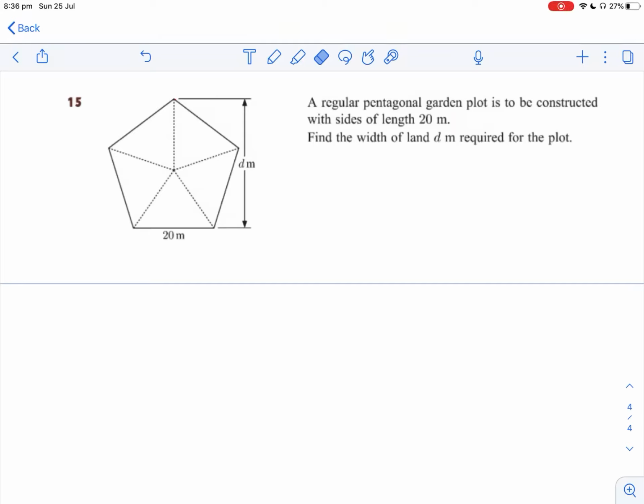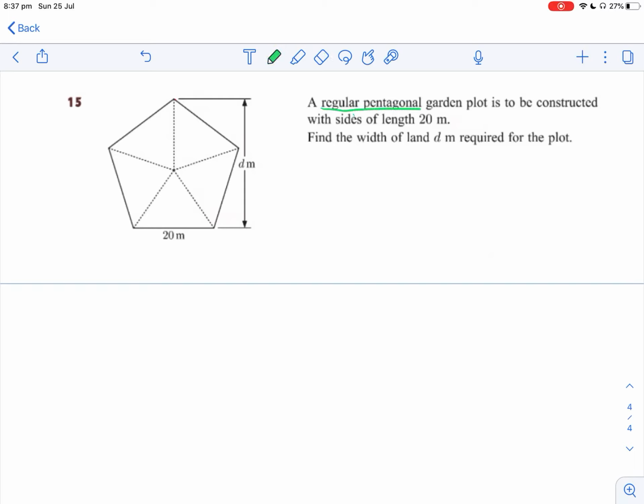Hi everyone, I'm now going to do question 15 from exercise 10E. I will go through this whole problem, but it would be really great if you could pause it throughout and see if you can have a go at attempting to solve it without looking at the whole video first, but see how you go.